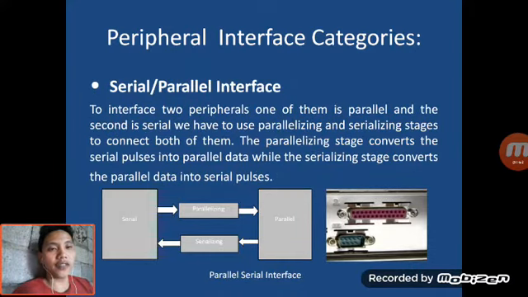The last one is serial parallel interface. To interface two peripherals, where one of them is parallel and the second one is serial, we have to use a parallelizing and serializing stage to connect both of them. The parallelizing stage converts the serial pulses into parallel data, while the serializing stage converts the parallel data into serial pulses.